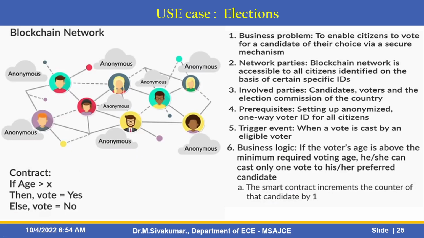Here, the difference between encryption and hashing function in blockchain was already discussed. So it is a one-way system, a one-way protocol system. So a one-way voter ID for all the citizens is there. And the trigger event is when a vote is cast by an eligible voter. What is the eligible condition? If age is greater than 18. What is the business logic? If the voter age is above the minimum required voting age, he or she can cast only one vote to his preferred candidate only. The smart contract increments the counter of the candidate by 1.